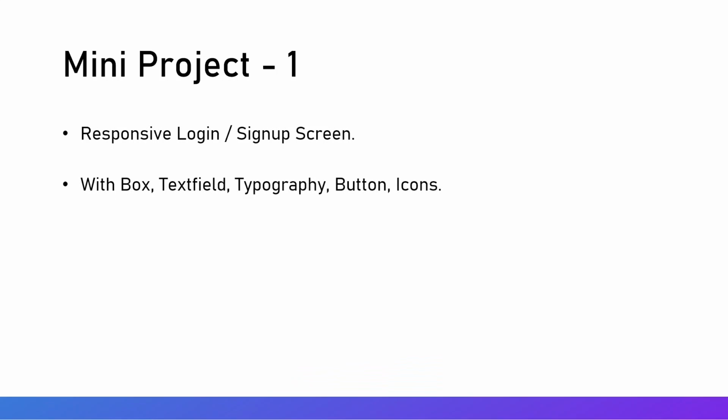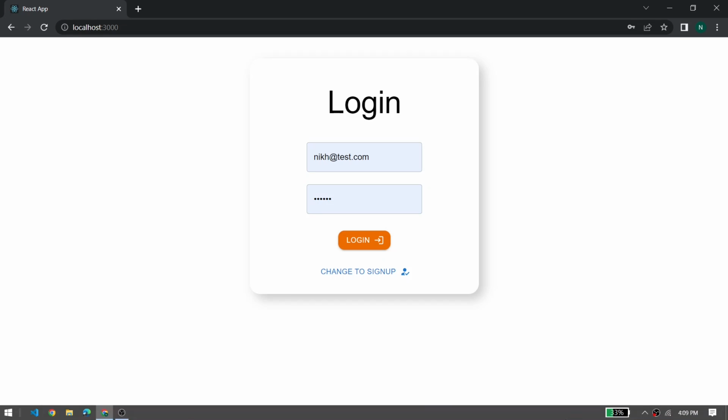Then we will use a couple of components from Material UI, like the Box. We have learned about the Box, and we'll use it for wrapping the layout. Then we'll use Typography for text headings, buttons for submitting the data of the form, and icons as well. The source code of this tutorial is also attached, so let's see the demo and then jump right into it.